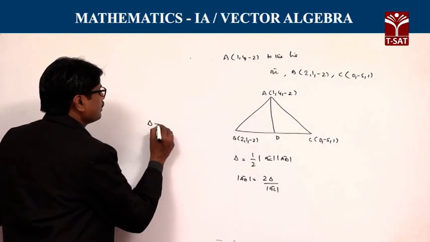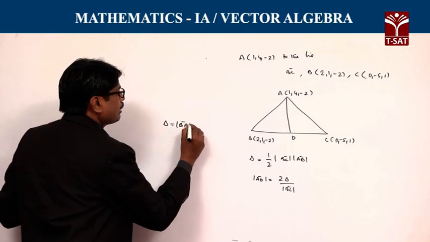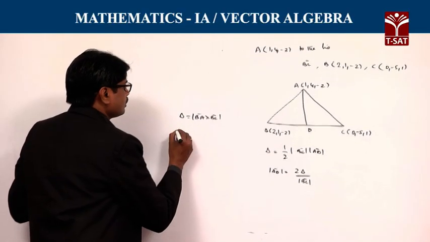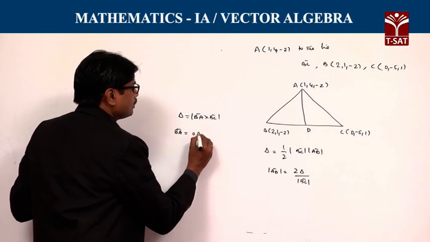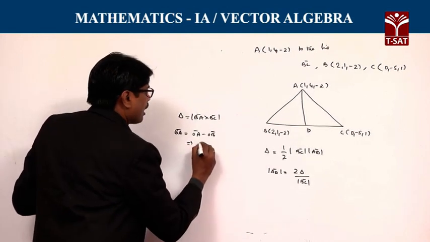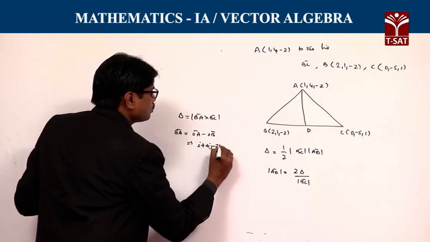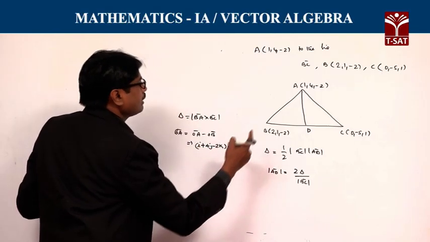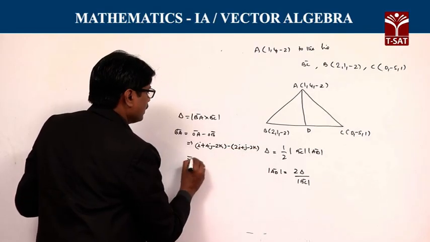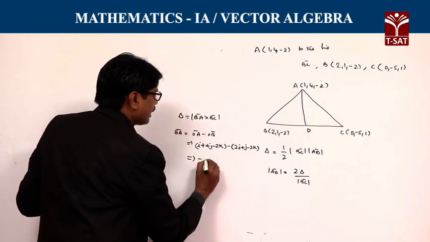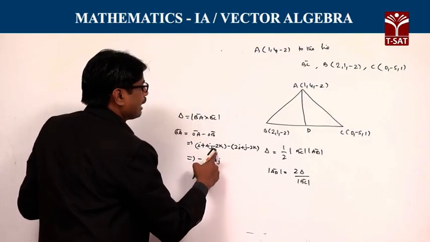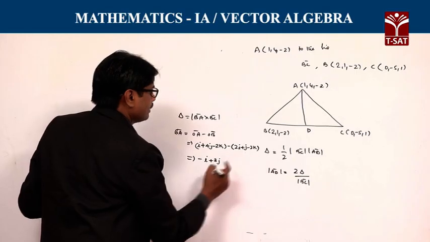So, delta is equal to mod of BA bar cross BC bar, adjacent sides. So, the vector BA bar is equal to OA bar minus OB bar. The position vector of OA bar will be I bar plus 4J bar minus 2K bar minus position vector of B bar 2I bar plus J bar minus 2K bar. That is nothing but I bar minus 2I bar, that is minus I bar, 4J bar minus J bar, that is 3 times of J bar, minus 2K and minus of plus 2K, which is 0.